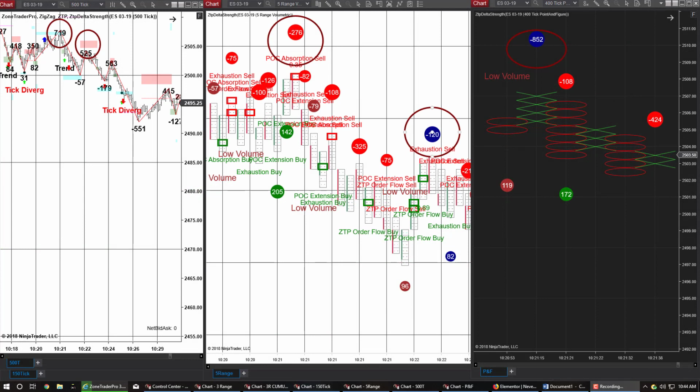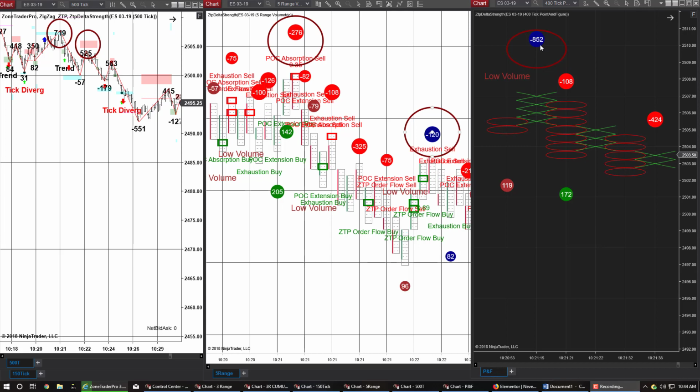At the high, we see that we had a regular counter trend trade that gave us a POC absorption along with delta strength. And on the point and figure chart, we received a very large number of a negative 852 contracts being sold from the large traders.